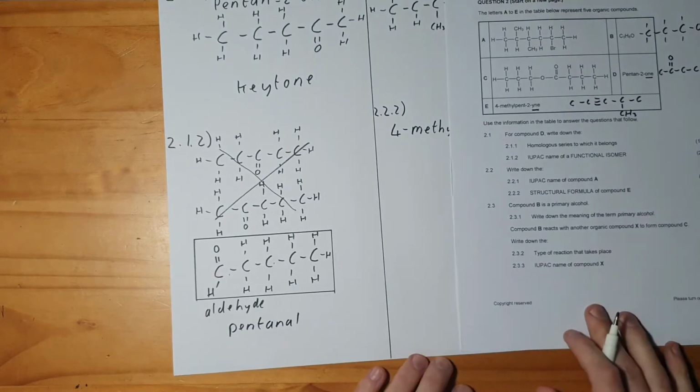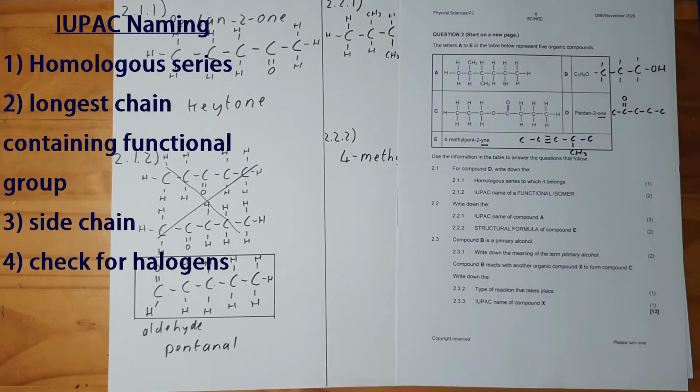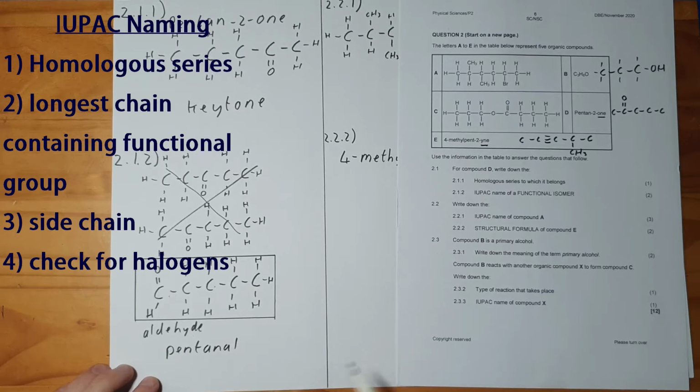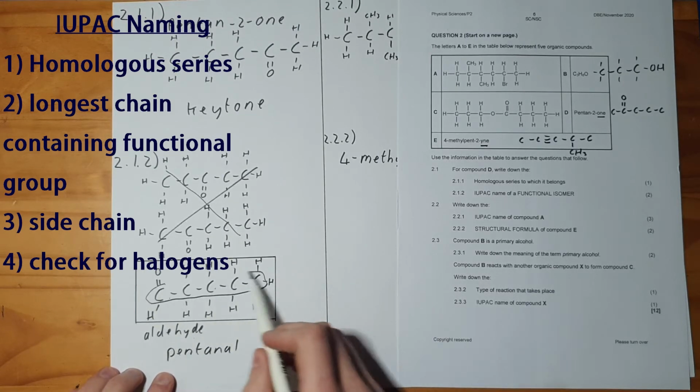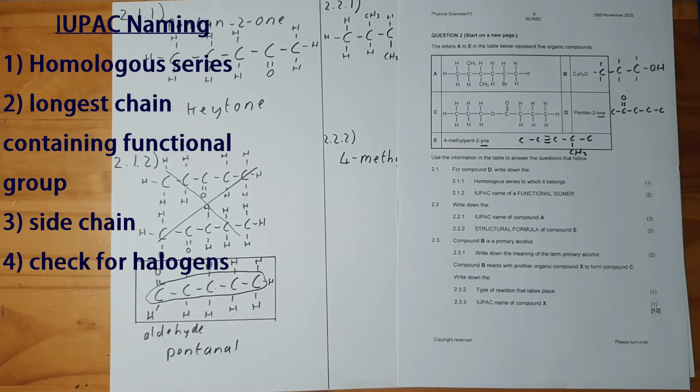How did I come up with that? That's with your IUPAC rules. So the first thing is you find the homologous series, which we found. It's an aldehyde. Then we find the longest carbon chain, which we did over here. The next thing we look at is side chains. This one doesn't have any side chains. Then we look if there's any halogens attached. There's no halogens attached, so therefore we can write down our IUPAC name.